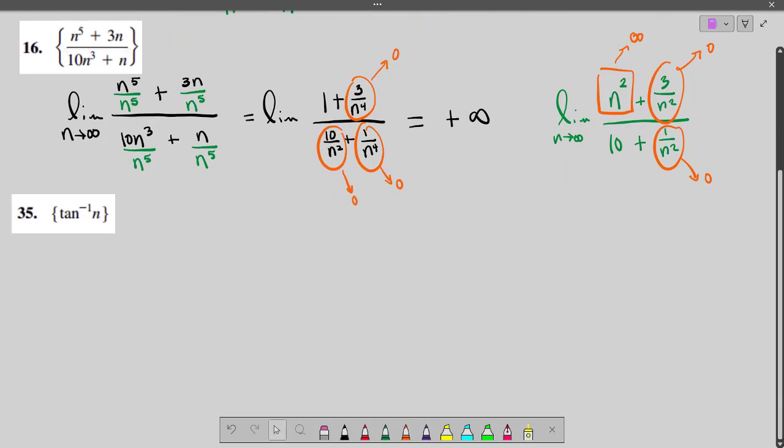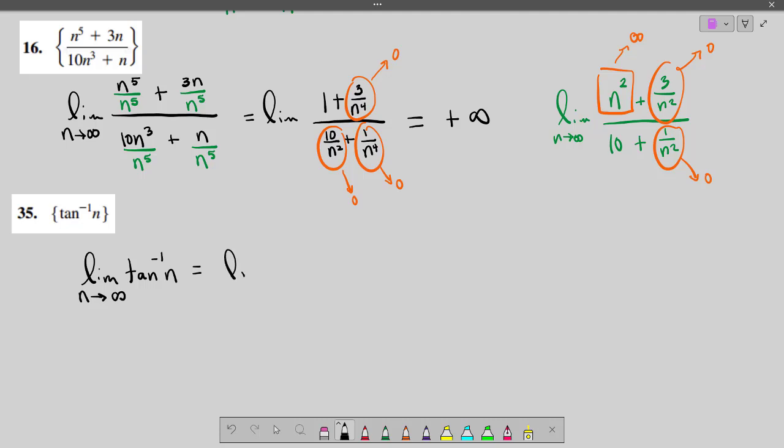Okay, arctangent of n. So the limit of arctan of n as n goes to infinity. We know that arctan of x is a continuous function that has a limit. So the continuous function, we replace the n with an x. We've analyzed this already, that limit is pi over 2. Pi divided by 2.